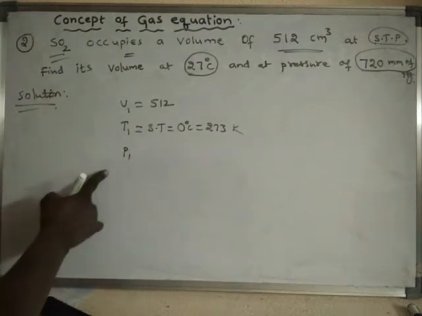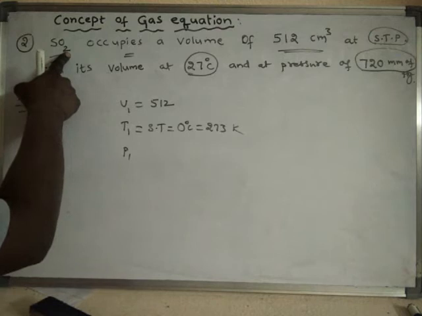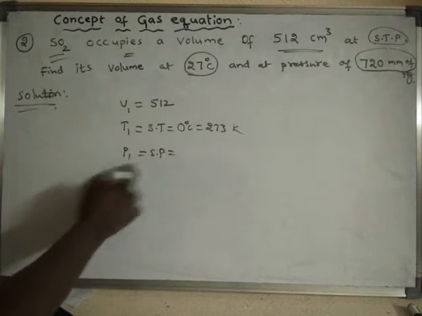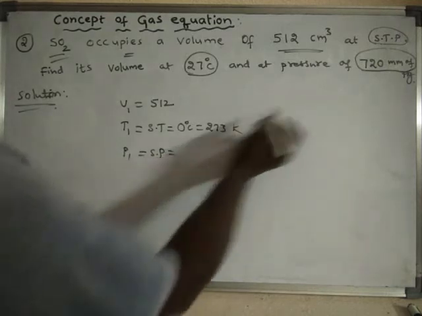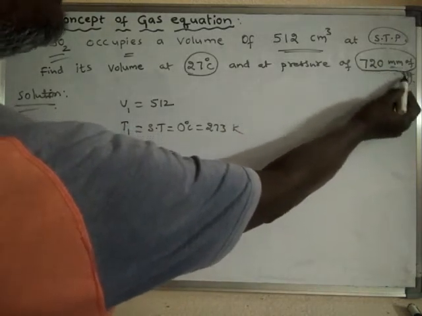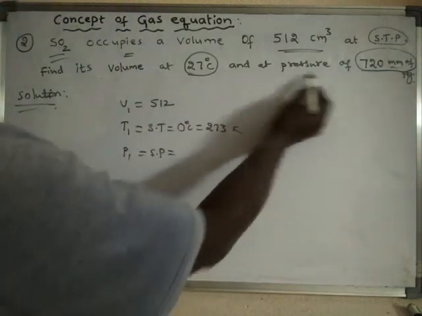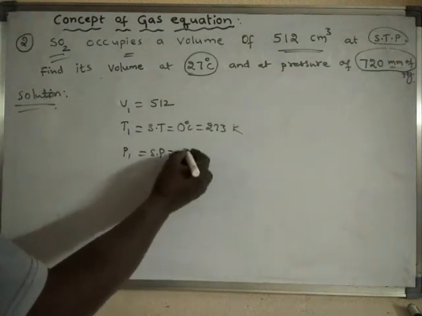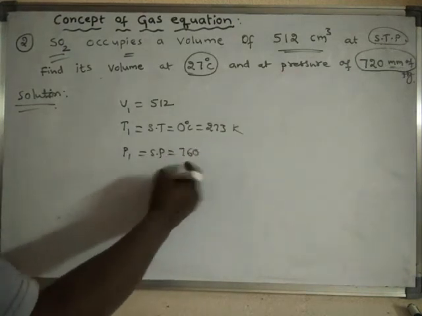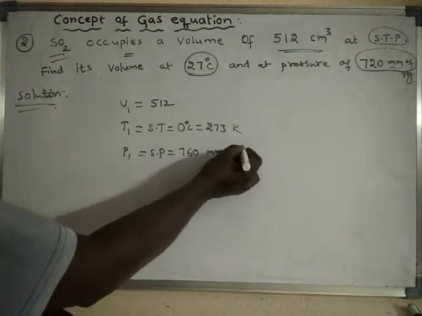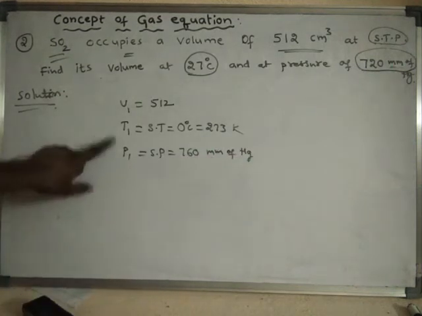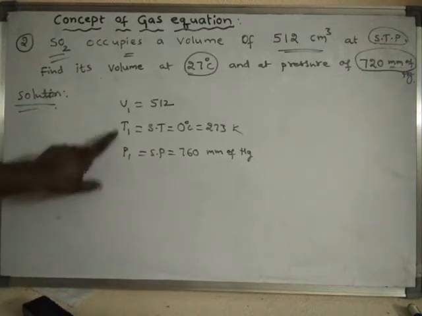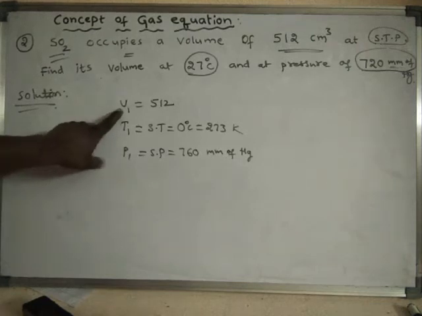So the initial conditions of sulfur dioxide gas is standard temperature and standard pressure. So that means standard pressure, how much is it? We have to take the pressure in these units, because in the other part of the question the pressure is given in this unit. So standard pressure will be 760, remember, 760 millimeters of mercury. So these are the initial conditions of the sulfur dioxide gas. Under these STP conditions, the volume of SO2 is 512.